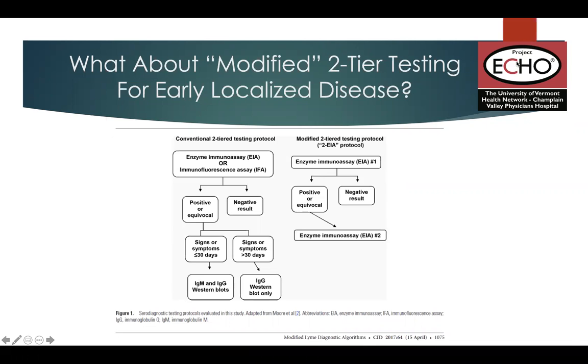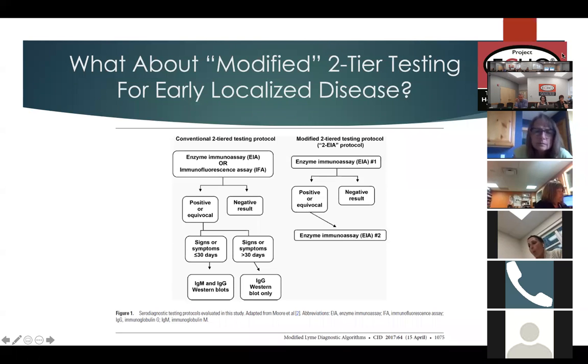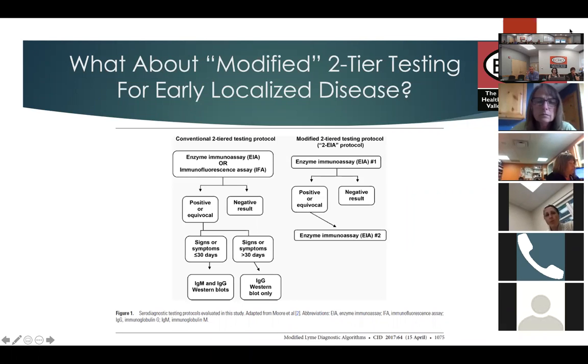The new tier, modified two-tier, is to use two EIA tests either simultaneously or in sequence with the idea that you'll be more likely to pick it up earlier. And that's what the right side is going through. And there's a guy named Brandon that's really pushing this. Okay.